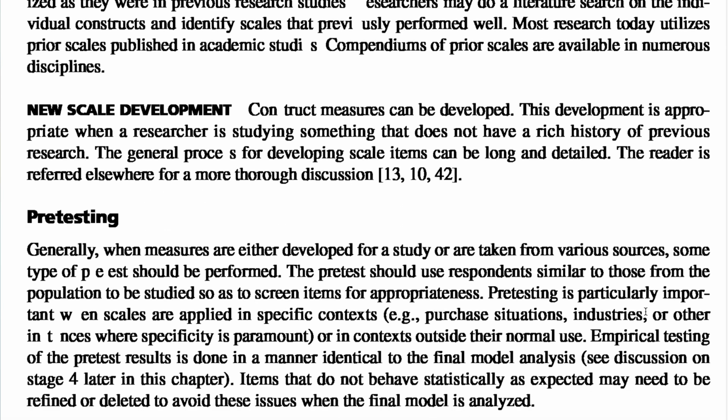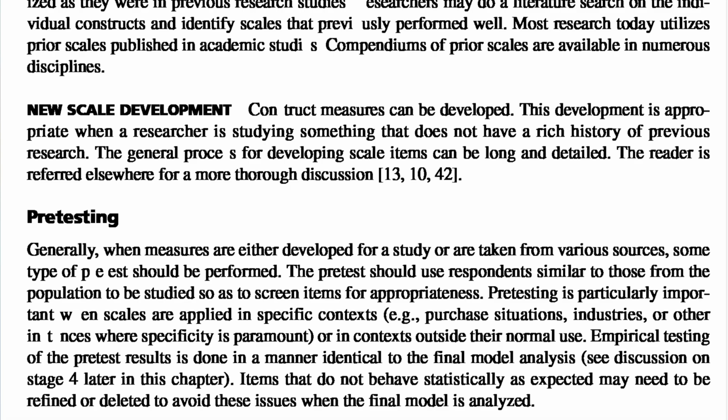New scale development: construct measures can be developed. This development is appropriate when the researcher is studying something that does not have a rich history of previous research. The process for developing scale items can be long and detailed. The researcher is referred elsewhere for a more thorough discussion.